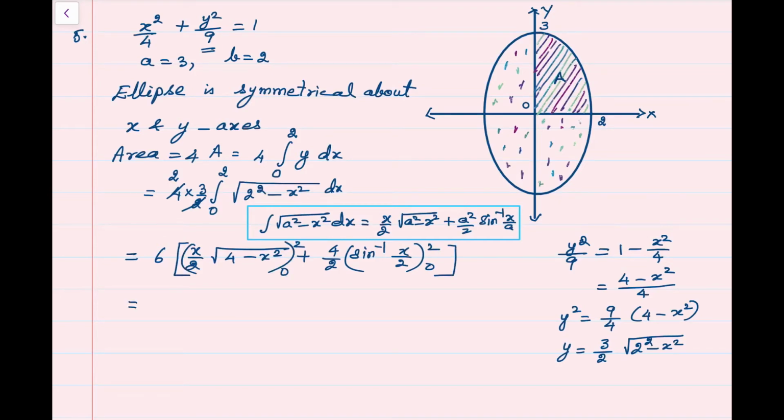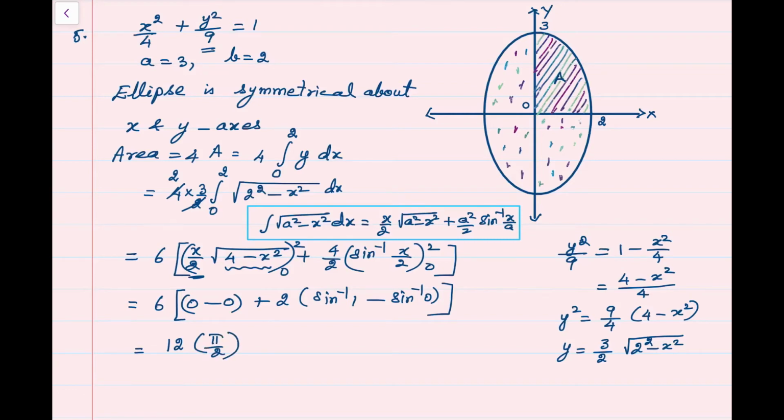Let us apply the limits. 6 times the upper limit will become 0 and the lower limit is also 0 because of x. 2 times sine inverse of 1 minus sine inverse of 0. The answer is 12 times pi by 2. Sine inverse of 0 is 0. The answer is 6 pi square units.